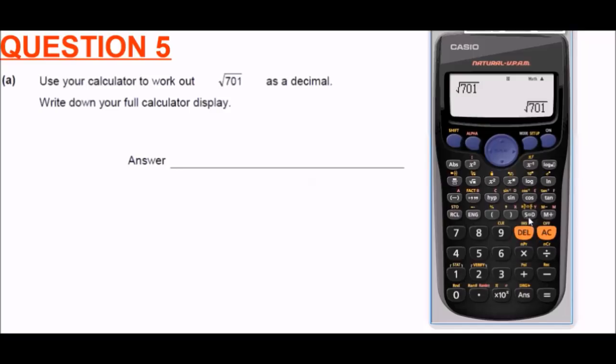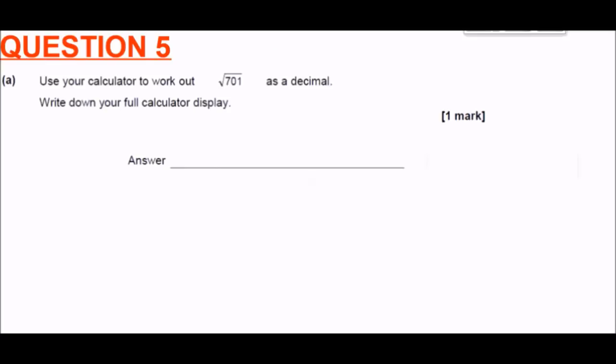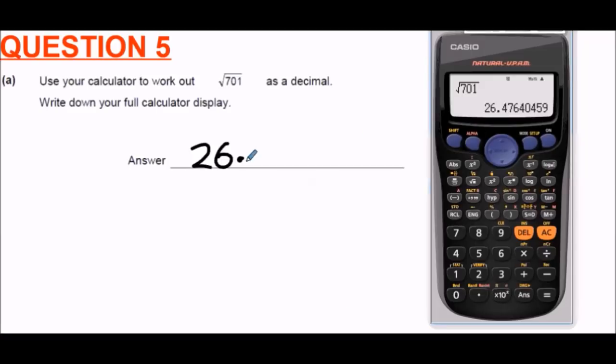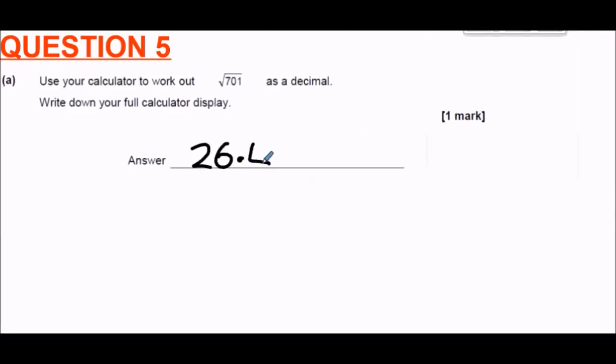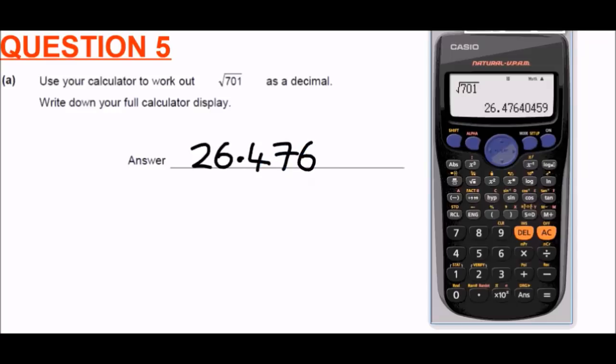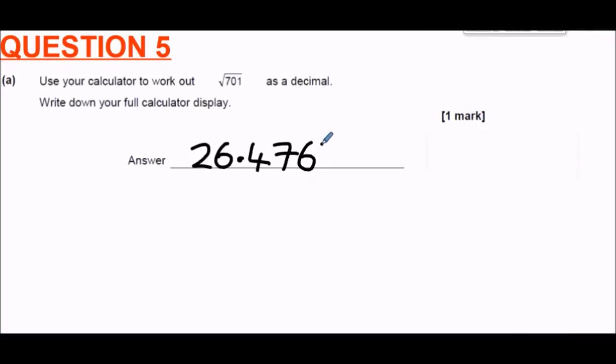This is what this S-D button's for. It converts from a standard form into a decimal or fraction form or otherwise. So if we press S-D, we get these numbers here. So we've got 26... Oh, my memory's terrible. I can't remember all those digits. Let's get it back. 26.476... What came next? 40459.